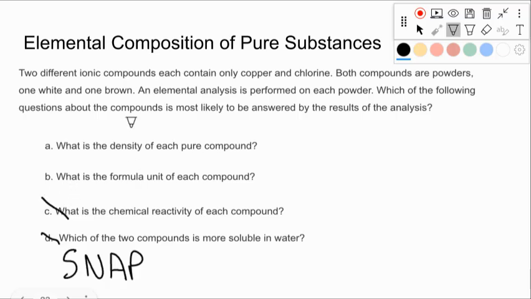Density. Density is a really great way to figure out the composition of a compound or an element because every pure substance has a specific density. The problem is the fact that they told us these were powders. If I have a powder and I'm trying to measure the density using the fact that it's grams per some unit of measurement cubed, some volume, you can't really use any calculations to measure the volume of a powder because it's going to take up a different amount of space because it is a loose substance.